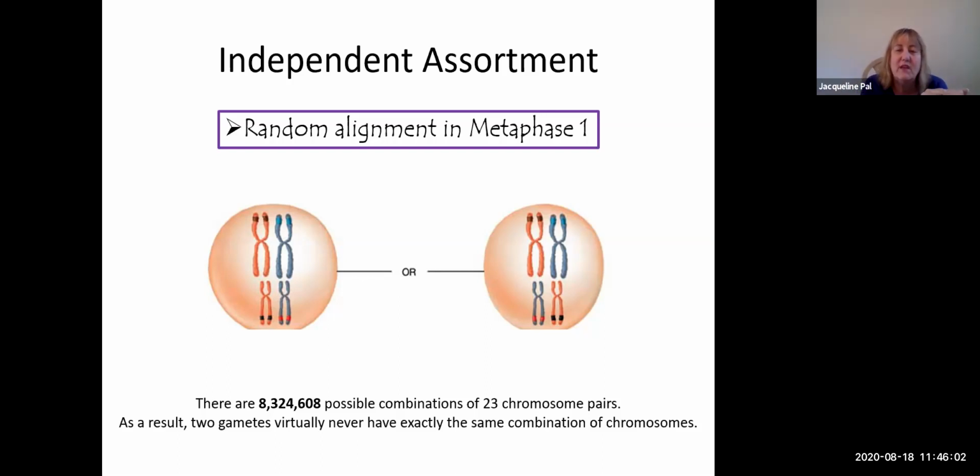And that gives us more than 8 million different combinations, which means that the gametes are not going to be the same. This is why you don't look like your siblings. Well, it's one reason why you don't look like your siblings. And that crossing over is another reason. Because what is wrong with this picture is not showing the evidence of crossing over, which has actually already occurred.